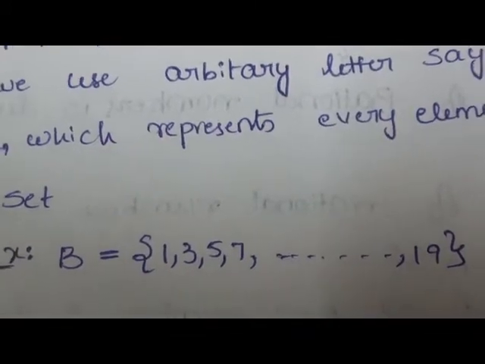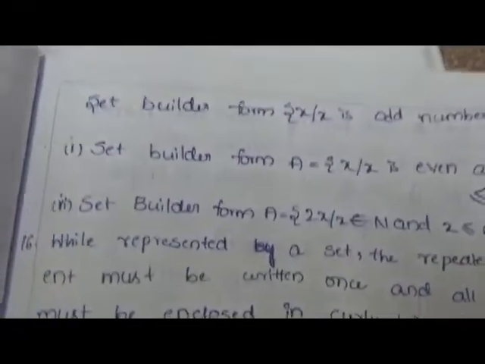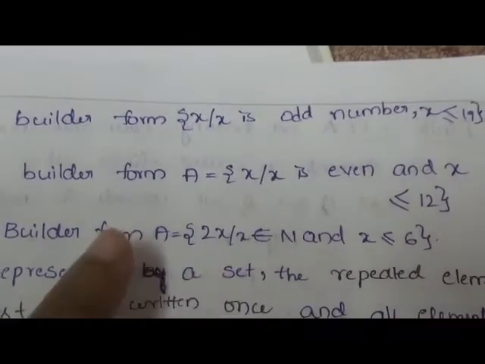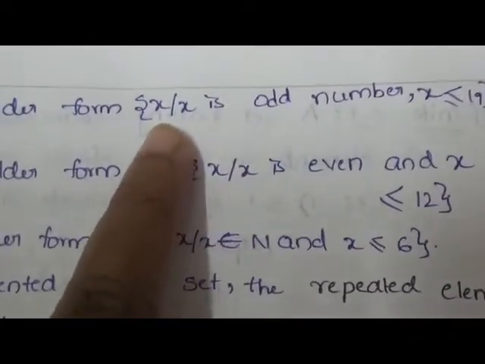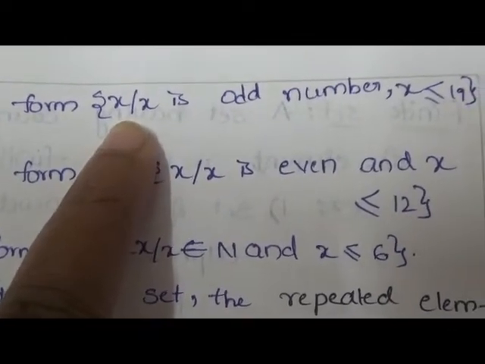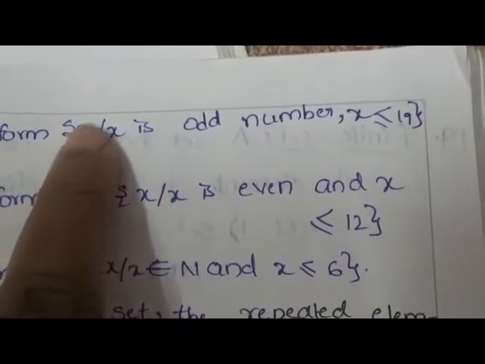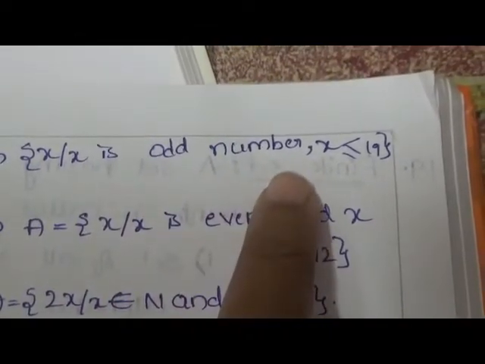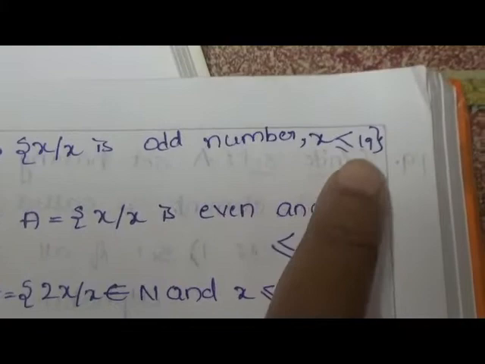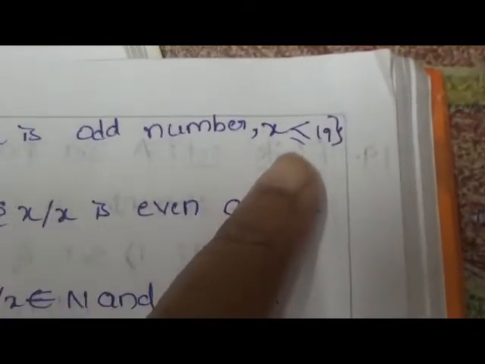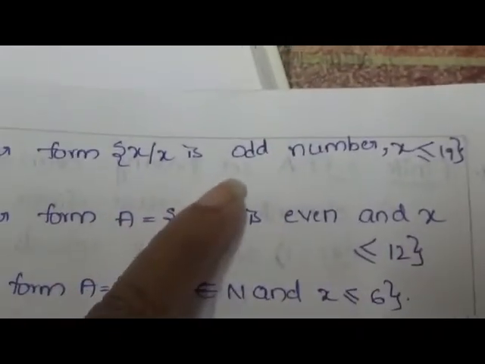How can we write this listed form into the set builder form? Look here. The set builder form for these odd numbers is {x : x is an odd number}. The common feature is that x is an odd number, and x is less than or equal to 19, which means 19 is also in the set. Hence, we write x is less than or equal to 19.